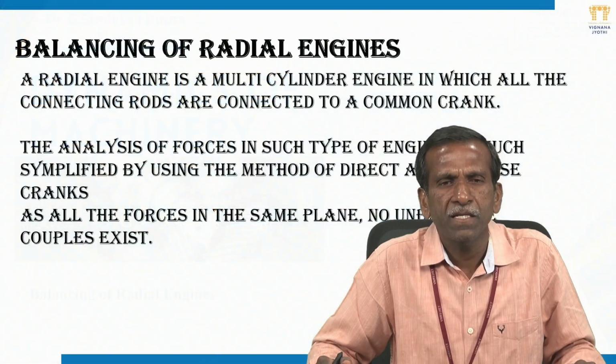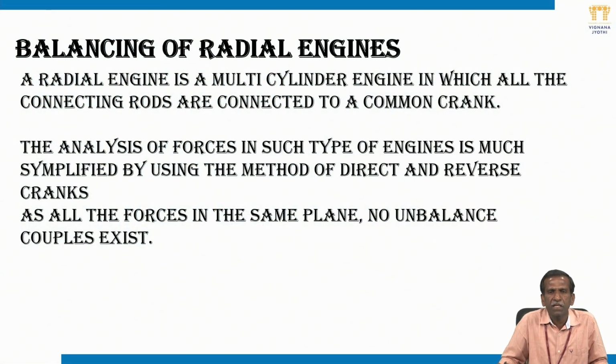As a part of the Dynamics of Machinery course, today we are going to discuss the balancing of radial engines. A radial engine is a multi-cylinder engine in which all the connecting rods are connected to a common, single crank. The cylinders are placed around the circumference in the radial direction, and that is why it is called a radial engine.